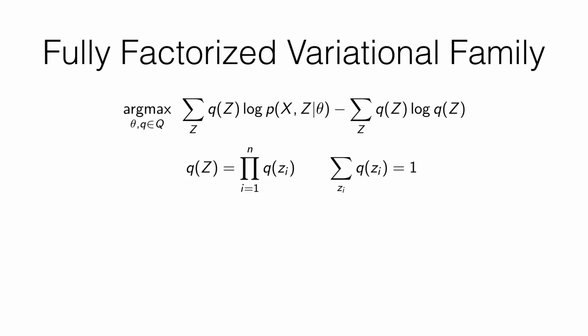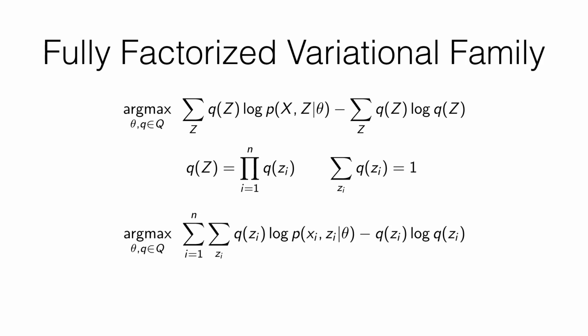Right, so we say that it has to be fully factorized and that it sums to 1, and then we end up with something that breaks apart into these little pieces. Now for each data point, we have its own log likelihood scaled by its own Q distribution, so its expectation with respect to its own little Q distribution, and we have little Q entropies that only depend on one data point at a time.